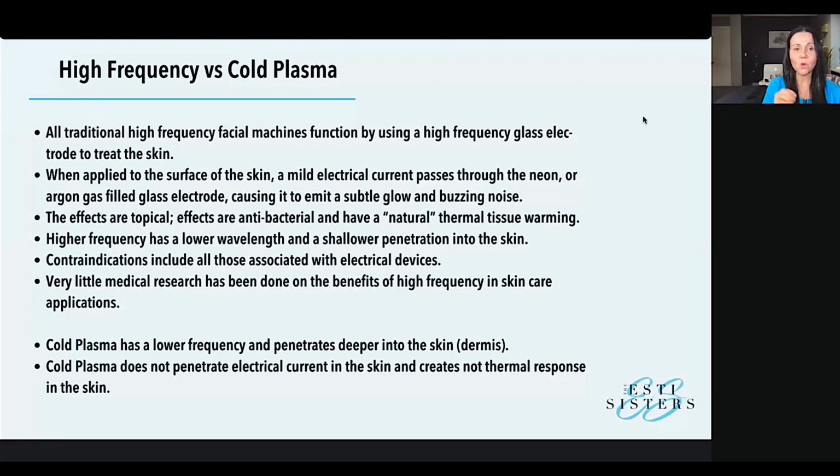But again, if you Google high frequency in a medical sense, you're going to see very little benefit. That's why you're going to find very little high frequency being used in medical applications, for wound healing, or in doctors' offices. Cold plasma has a lower frequency and penetrates deeper into the skin, into the dermal layer. And because it's not penetrating a lot of electrical current into the skin, because, I wouldn't use the word deadened, but when it goes through the flat ceramic plates, a lot of it is diffused, okay? And it's not creating the thermal response in the skin.